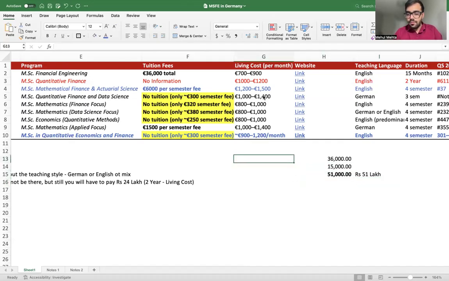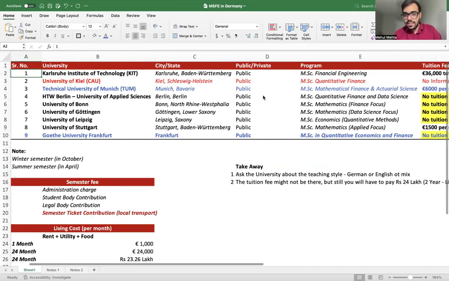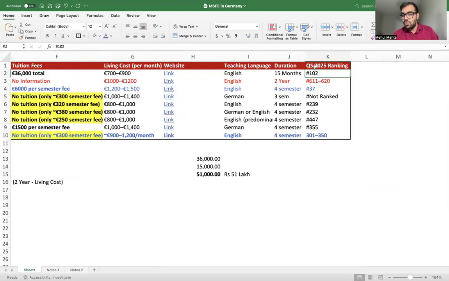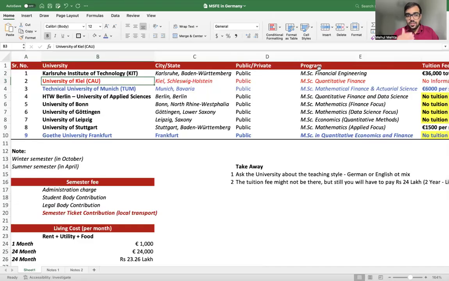But again, if you are thinking of settling down in Germany, then of course KIT is an amazing university. Even if you see the QS ranking, it is 102, which is an amazing QS ranking university.